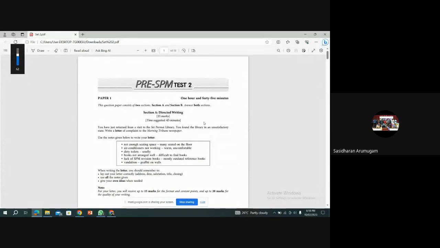So for set 2, kamu ada pre-test, pre-SPM, that means you are in form 4 kan? So saya start dengan form 4 actually, because this is a form 4 class. So that's why nama dia pre.